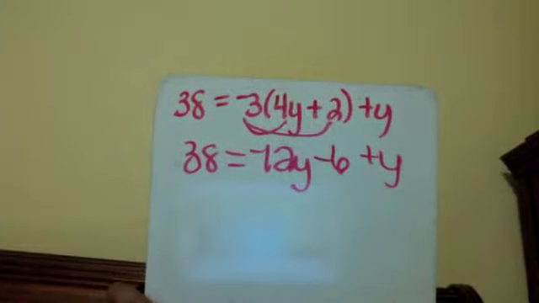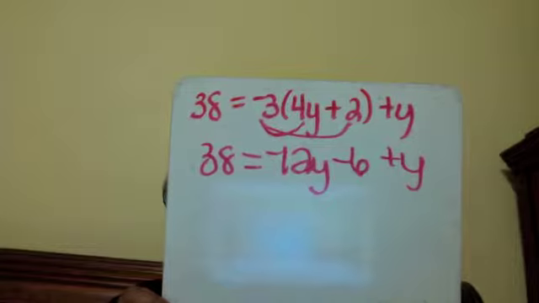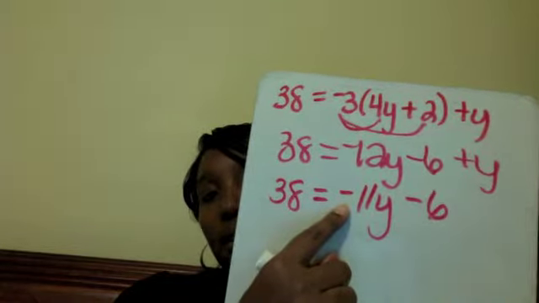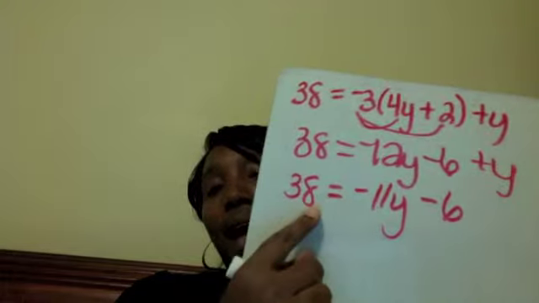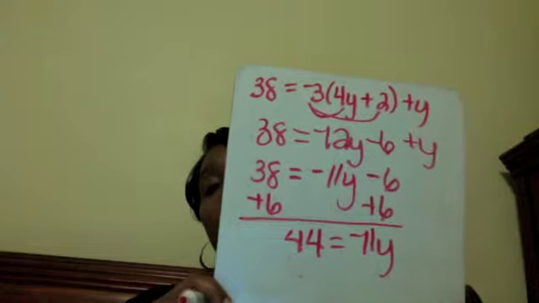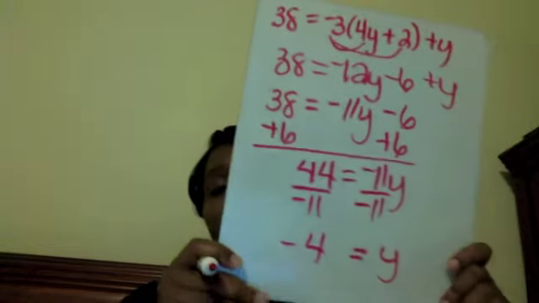Now, I need to combine like terms. That's negative 12y plus y. When I combine them, I'm going to get negative 11y. All right? So our next step would be to add 6 to both sides. And the last step would be to divide both sides by negative 11. Therefore, y is equal to negative 4.